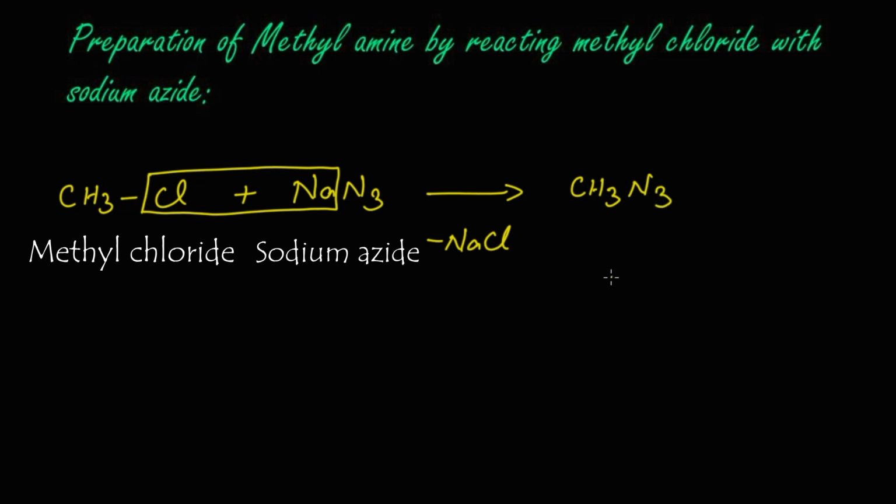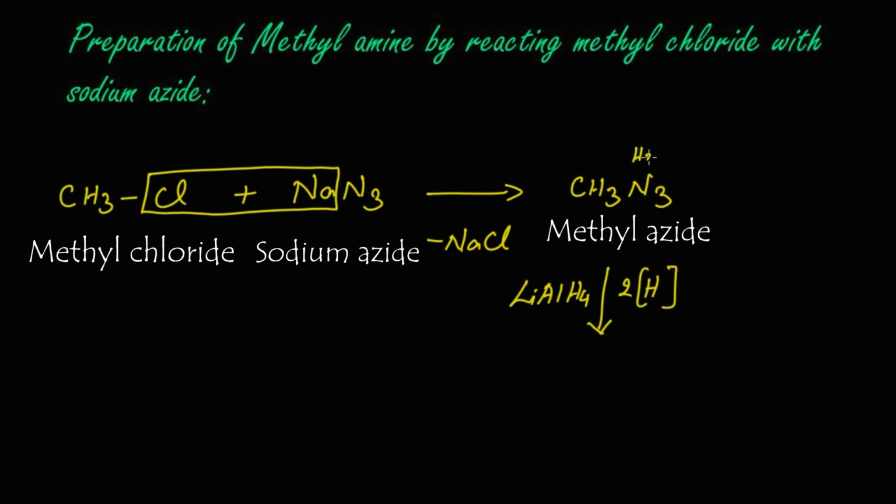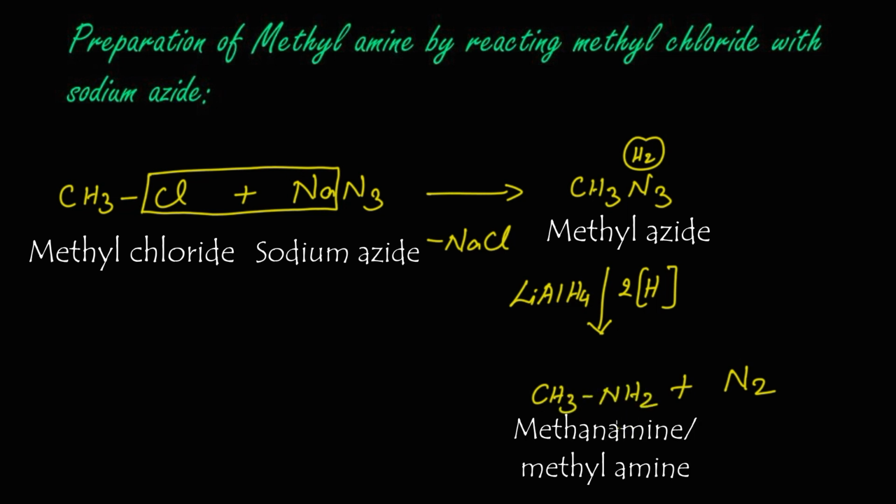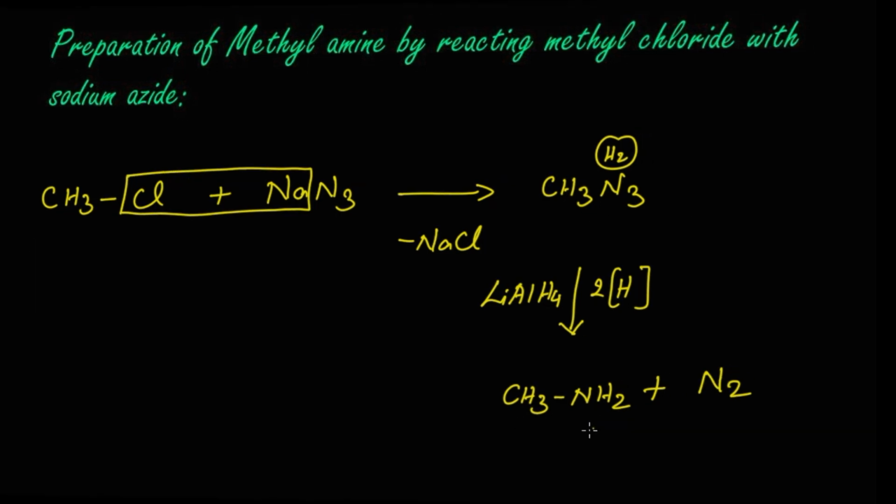CH3N3, which is known as methyl azide, which on further reduction, now we are going to reduce this methyl azide in the presence of reducing agent lithium aluminum hydride. Here 2 hydrogen will take part in this reaction. 2 hydrogen will get attached to this nitrogen and the 2 nitrogen will get eliminated as a nitrogen molecule, and we get CH3NH2, which is known as methylamine or methanamine. Come on, let's summarize the reaction. When alkyl halide is reacted with sodium azide and followed by a reduction with lithium aluminum hydride, we get methylamine or methanamine as the product.